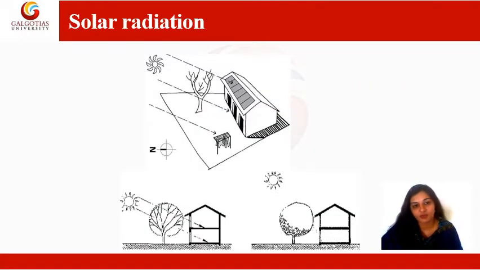In this picture, you see how architecture is modified according to solar radiation. If you place solar panels on the roof, you have to position the building accordingly. If you want to block the sun, or reduce diffuse solar radiation, or filter solar radiation, you have to plant trees. So solar radiation is a major guiding principle for architectural design.